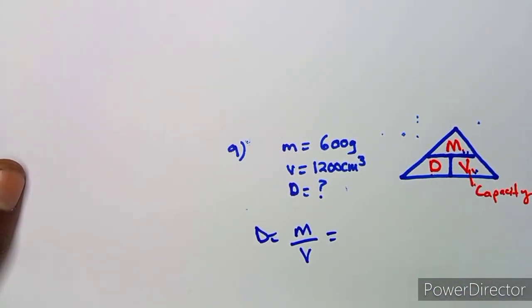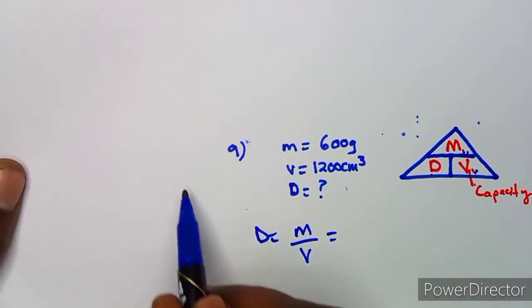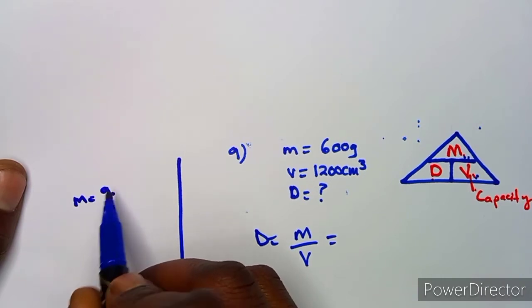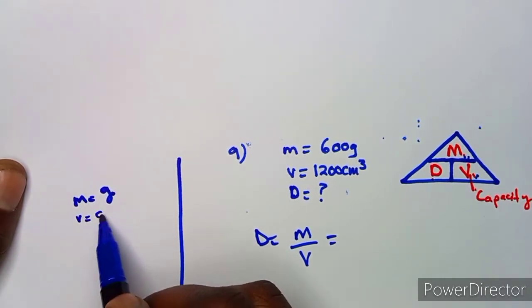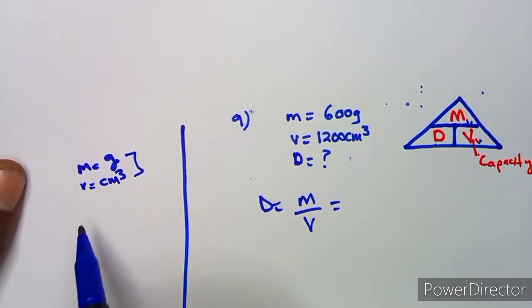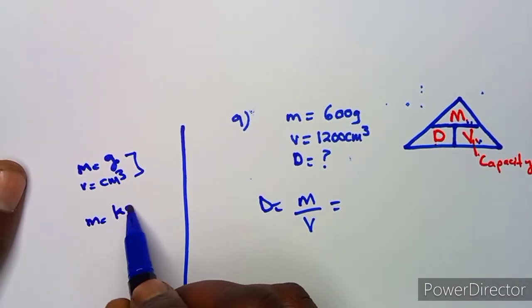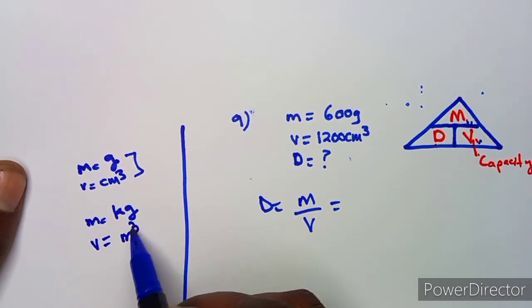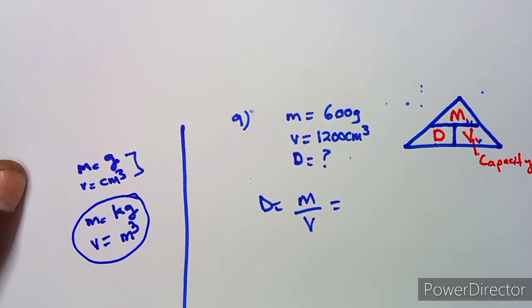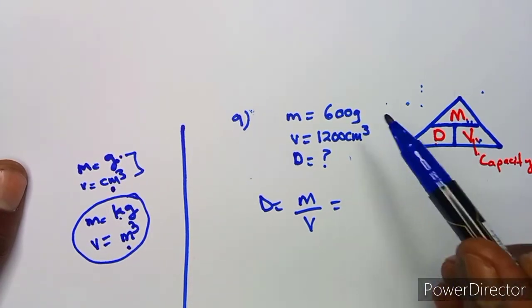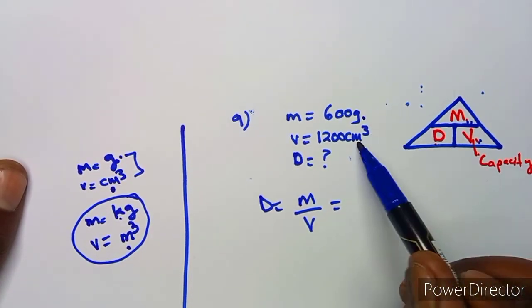Also take note that in order for you to use this formula, your mass is supposed to be in grams and your volume is supposed to be in cubic centimeters. These must correspond. If your mass is in kgs, it must correspond with a volume which is in cubic meters. So these two must correspond like that: kgs, cubic meters; grams, cubic centimeters. In this case, it's actually fine because this is grams, this is cubic centimeters.